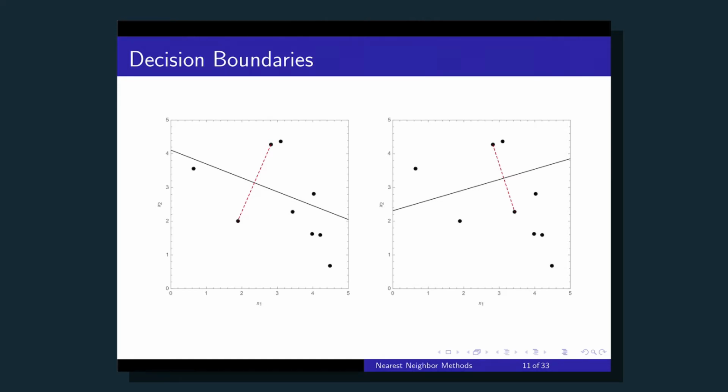Now, if that was the case, if I was using just the nearest neighbor, and I had a new point like this, what would be its class? Would it have the class of this point or that point? Obviously, it's going to have the class of this point because it's closer to this point rather than that point.